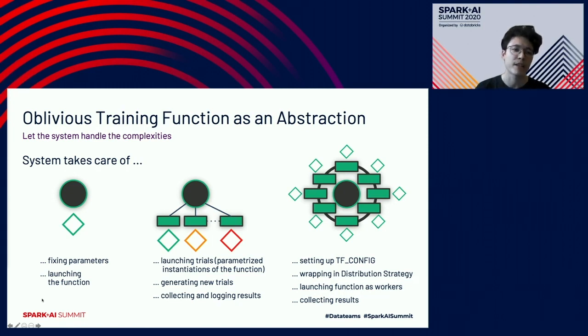And with that, I mean in the single host environment, that is, for example, just fixing the hyperparameters and launching the function. In parameter tuning, it's just launching the trials or the functions with different parameterized instantiations, generating new trials from old results, and collecting and logging the results. And in distributed training, it's things like setting up the TF config, wrapping the model in a distribution strategy, and launching the workers in their different roles for the distributed training.